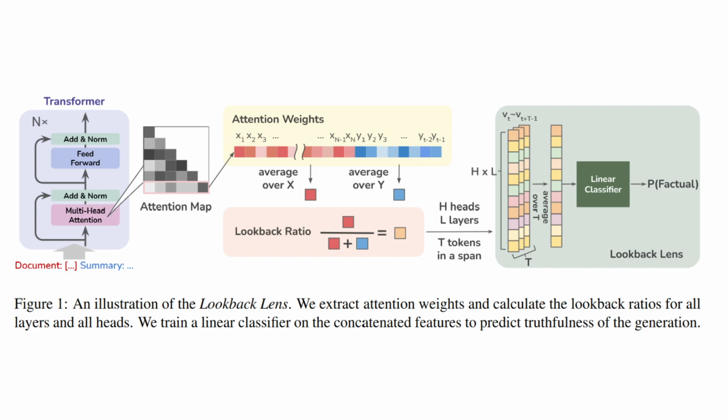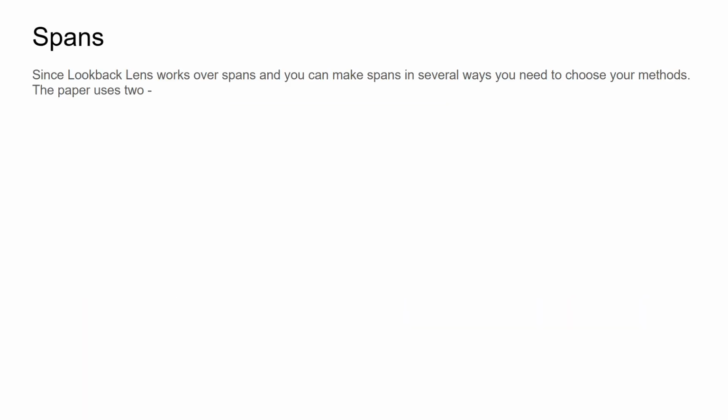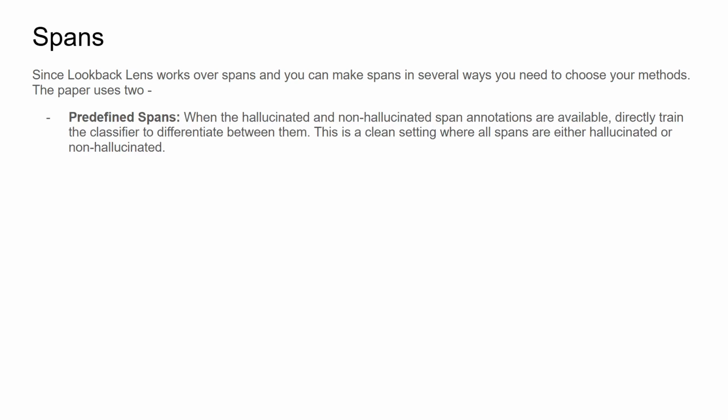So this is what they call the Lookback Lens. And now you might wonder, okay, we haven't yet decided how to pick a span, right? You take this given text span of interest, but you haven't really defined a text span of interest just yet. So there are multiple ways to define a span. In this paper, they look at two of them. One is to have predefined spans.